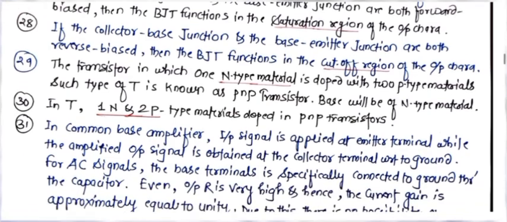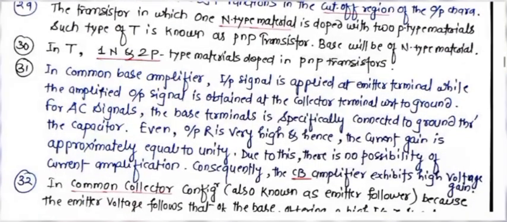The transistor in which one N-type material is topped with two p-type materials, such type of transistor is known as PNP transistor. Base will be of N-type material. In PNP transistors, one N-type material is topped with two p-type materials.